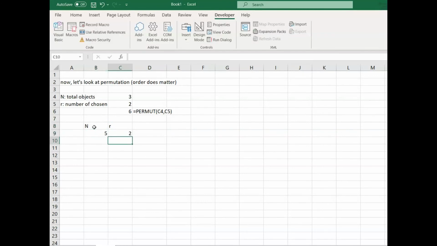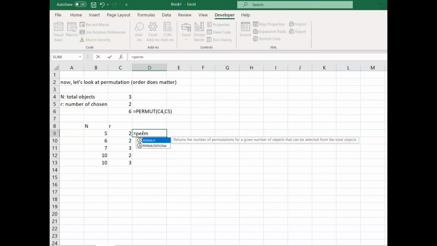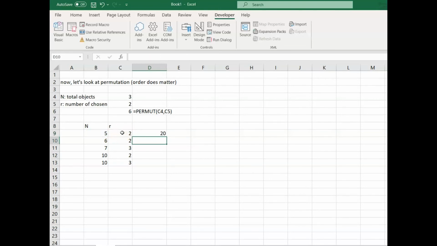Let's look at different results by using this Excel function. 2 out of 5, 2 out of 6, 3 out of 7, 10 and 2, and 10 and 3. Okay, equals PERMUT. The first input is N, the second one is R. Okay, so 2 out of 5, we have 20 different results when order plays a role.